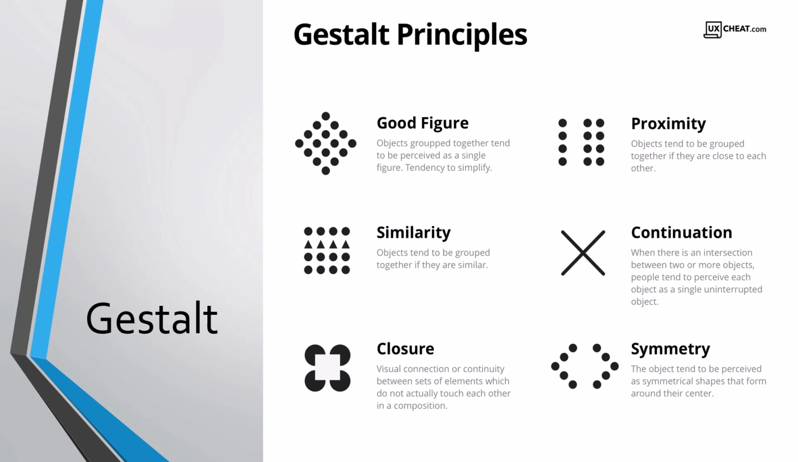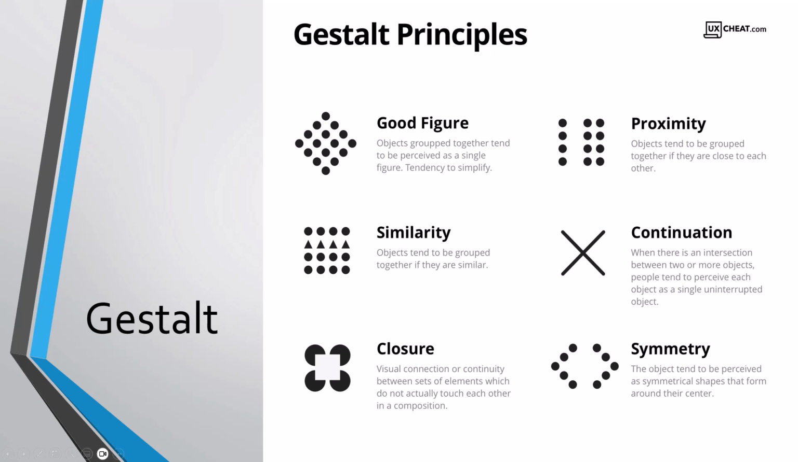So designers use these laws in their layouts. The first thing is good figure. That just means that we've got a grouping of items. We see them as one group, not as the individual items. So we see a rack of shirts in a store. It's a rack, not 59 individual shirts.